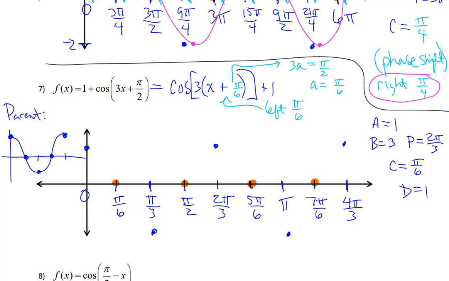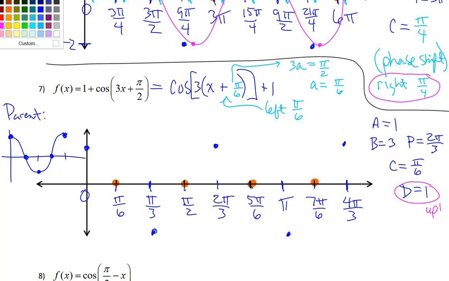Then we're also going up 1. So we'll do both of these things before we finish here. We have d equals 1, that means up 1. So we're left pi over 6, up 1. Let's do both of those things and see what happens. If you go, first of all, left pi over 6, then every point is going to move that far to the left. You could even extend in the negative zone here for negative pi over 6.